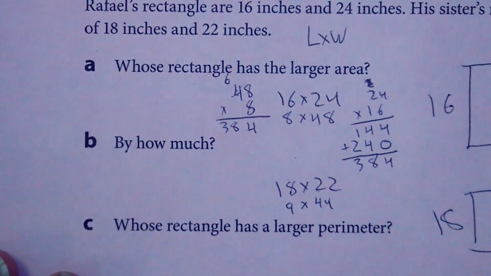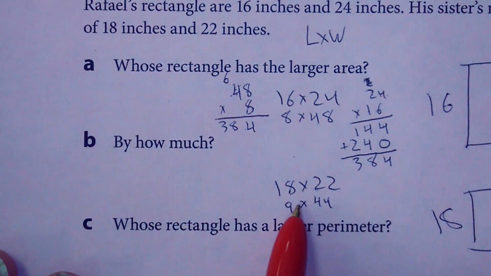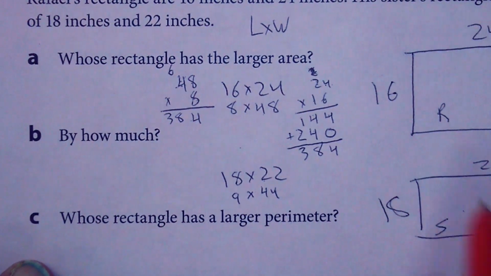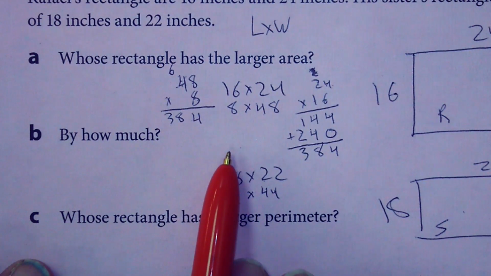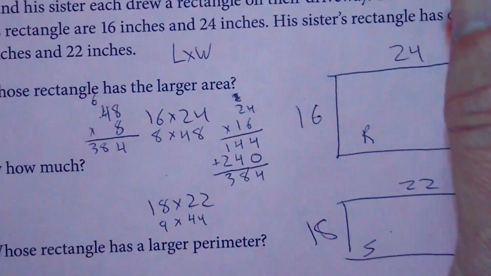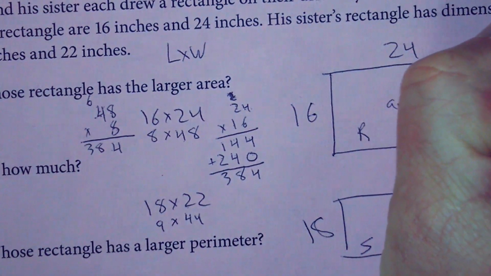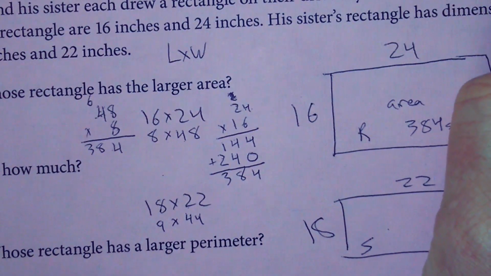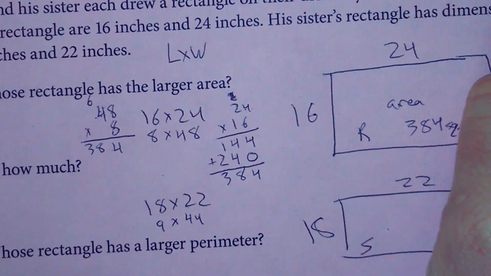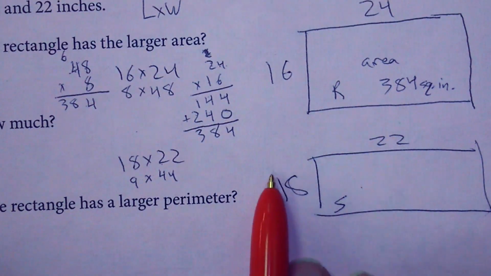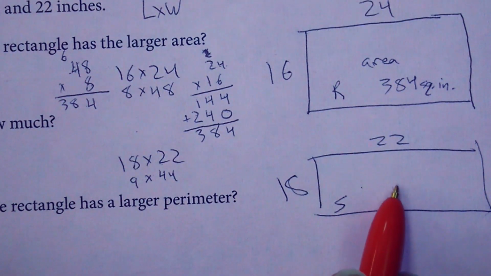So what I'm going to ask you to do is to finish this problem. So you need to know his sister's, I don't know why she doesn't have a name in our story, but that's just the way it is. S is for sister. So we know the area of this is 384 square inches. Okay? And then I'm going to let you finish this 18 times 22 to figure out this area.